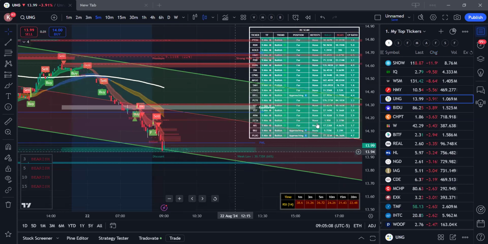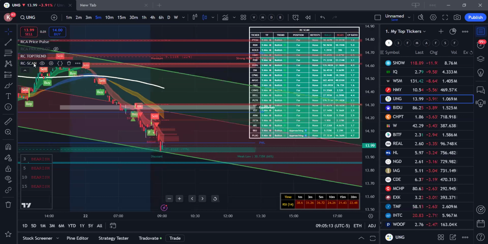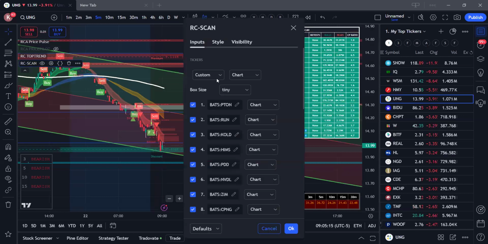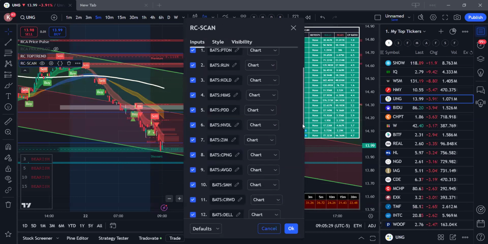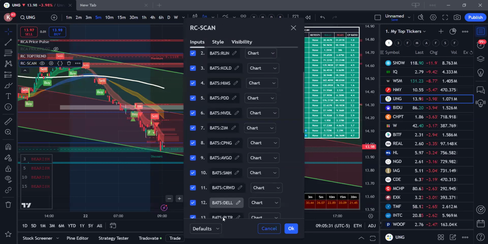Once you do that, we have a scanner called RC scan. There we also have something called custom, where you can add those symbols, whether you want bullish tickers or bearish tickers. For example, Python, Cold, HIMS, PDD, NVDL, CPNG, AVGO, which are some of the bullish tickers. I added all those here.